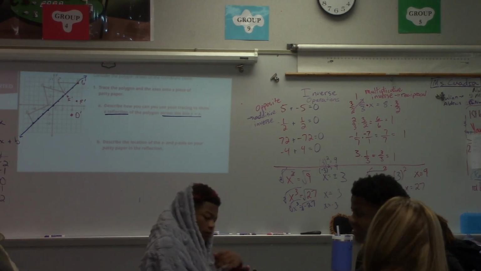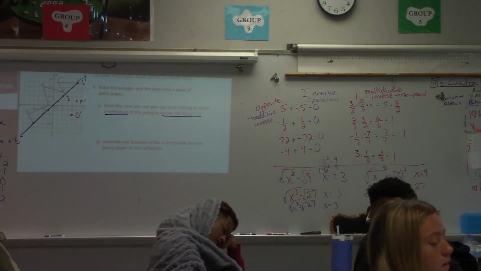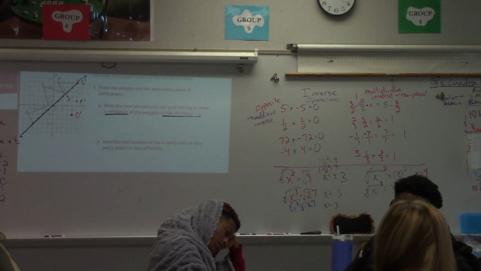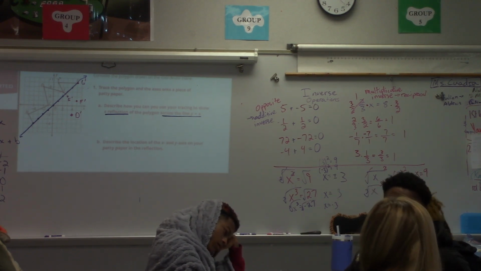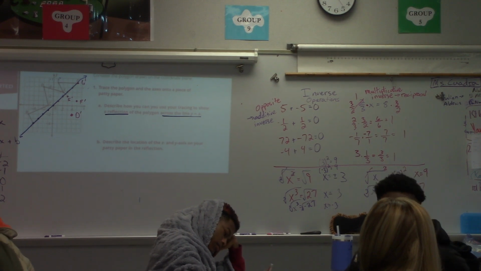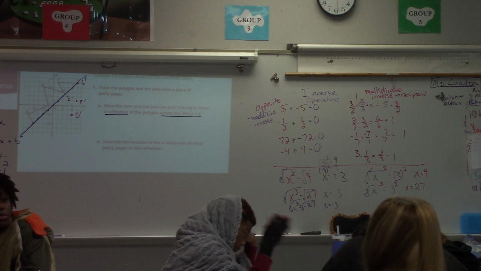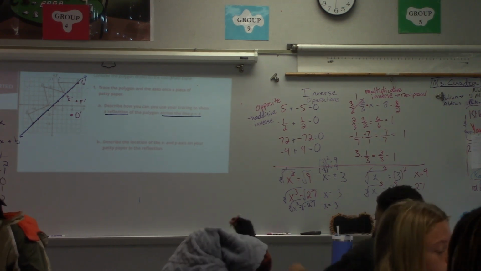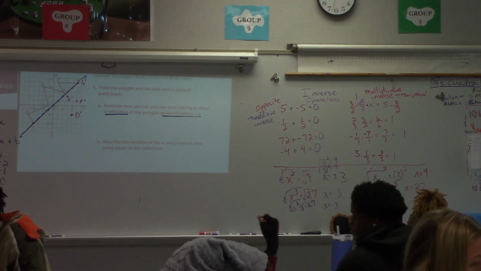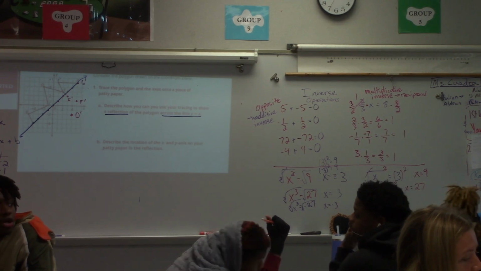How far is this point from the line? 1, 2, 3. That's the right distance. That's E prime. This is D prime.